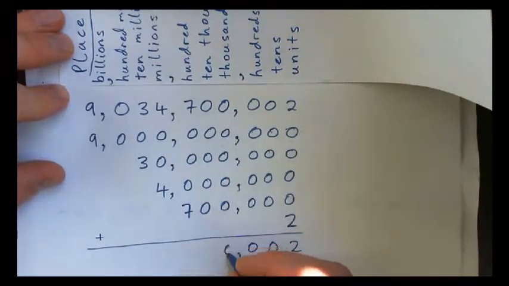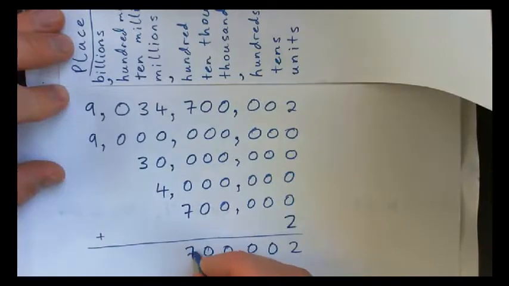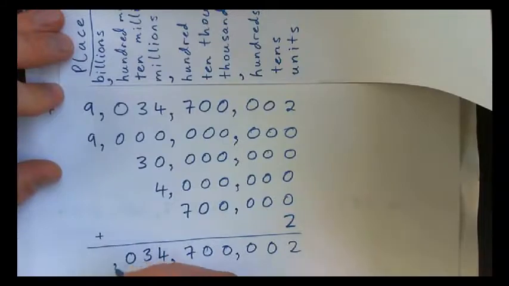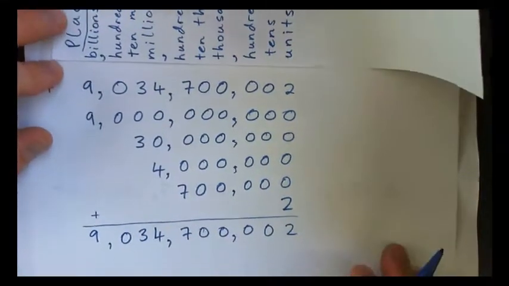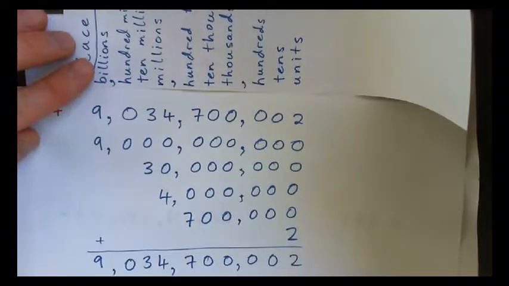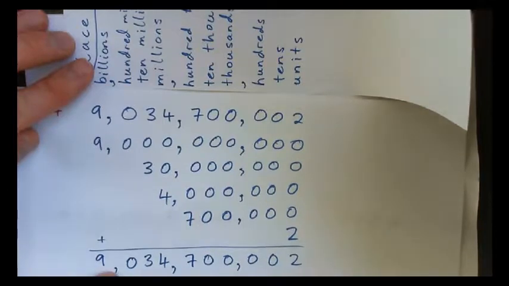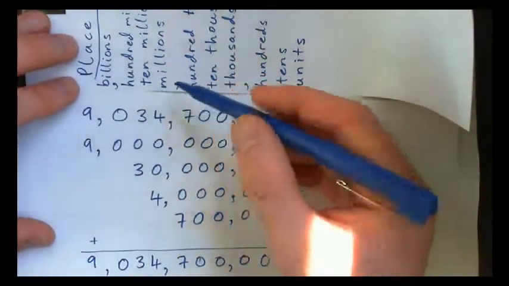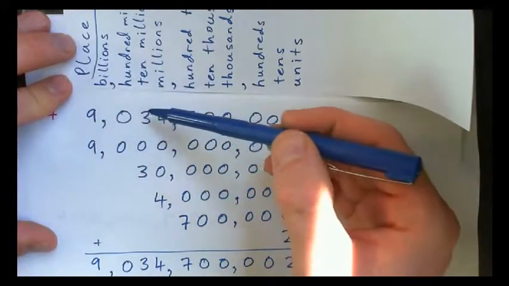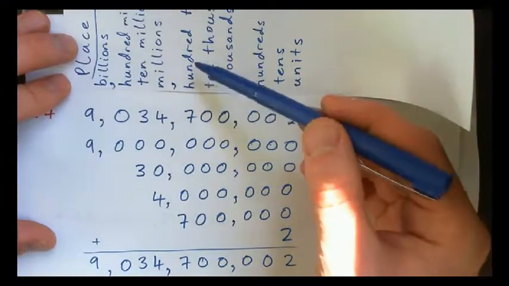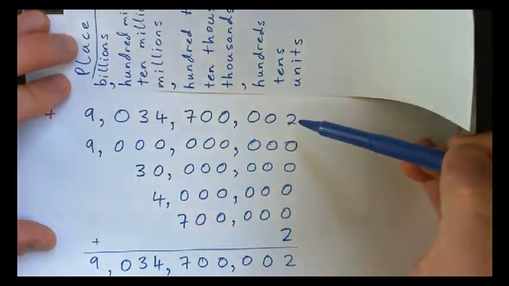0002000000, all zeros, all zeros, 0007, comma, all zeros and 4, 0 and 3, and then just 0 by itself, comma, 9. Same thing. Now, see if you can say that number. What is that number? See if you can say it. 9 billion, right? And then we've got 3 10 millions, 4 millions. So 9 billion, is that 34 million? So 9 billion, 34 million, 700,000, 2, right?